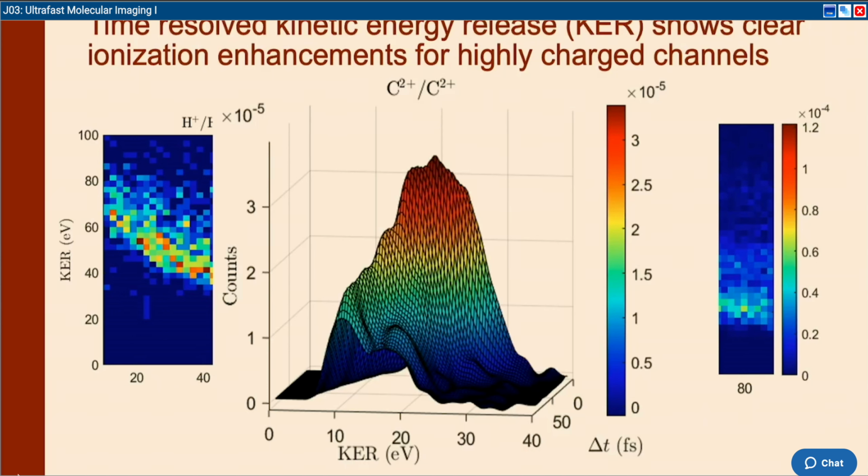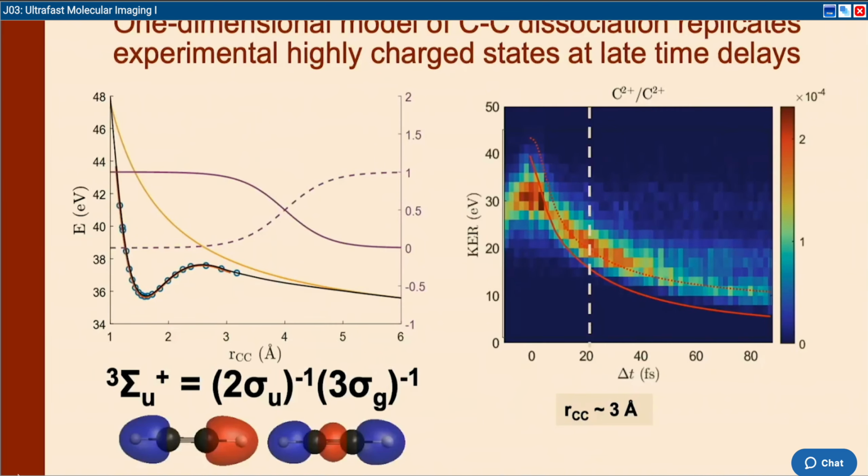And in this region, the molecules are about 3 to 4 times as likely to become ionized. And this occurs when we have a 20 femtosecond delay between the pulses, and there's about 20 eV of kinetic energy released. So we think that this enhanced ionization region for this highly charged state is possibly caused by carbon-carbon bond elongation.